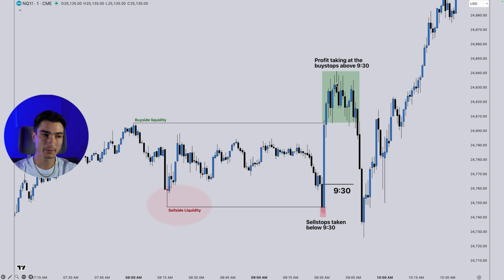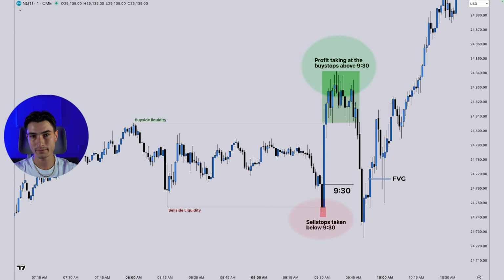Now there's even another setup here if you look closely. After we have the buy stops cleared above 9:30, the market runs lower once more for the sell side below 9:30. And then you can see after this low here is taken, we then rally higher. So we have now what? Another model forming. Liquidity below 9:30 taken here, displacement higher, fair value gap, and then it attacks the buy stops above 9:30. And that's all the market's doing every single day.